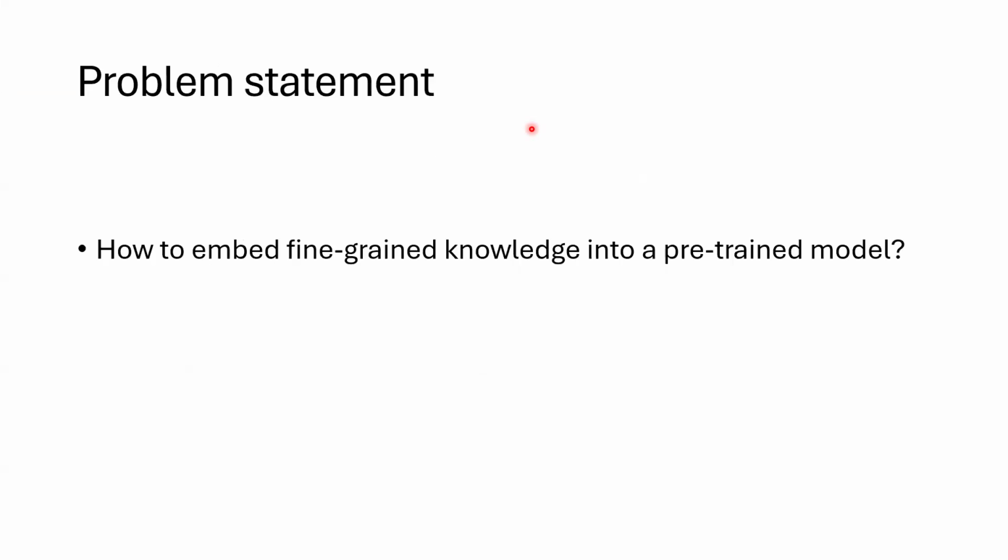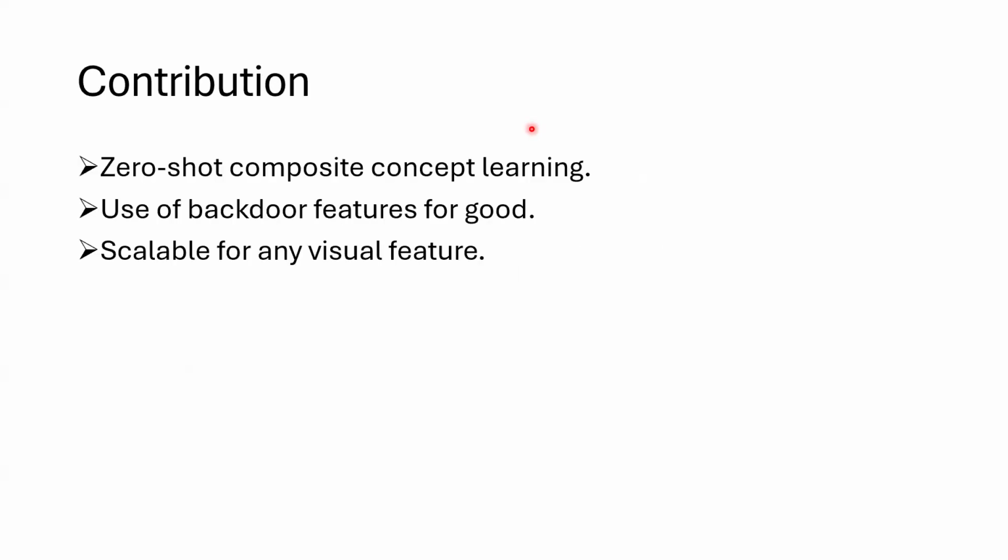So, how can we make a pretrained model learn fine-grained knowledge, specifically when fine-grained class-level information is not available? To address this issue, we propose this method. Usually, the backdoor technique is used for attacking purposes. However, we applied it in a different way so that the model learns composite concepts with zero-shot learning. The proposed method is suitable for any feature that can be expressed visually.